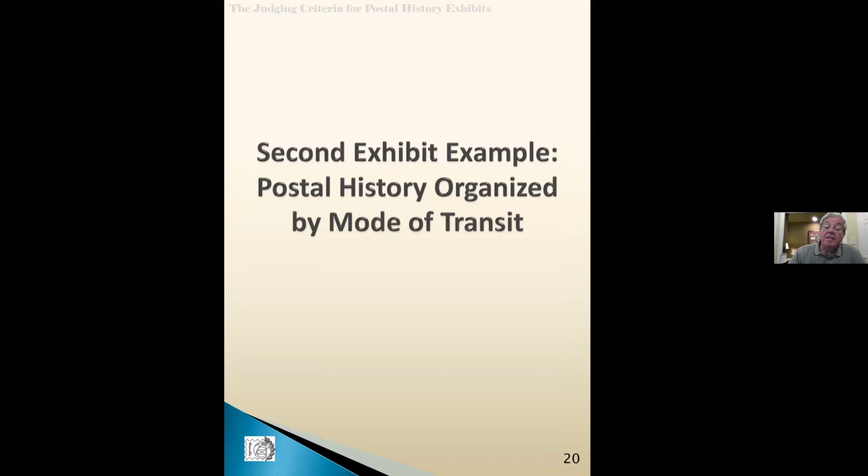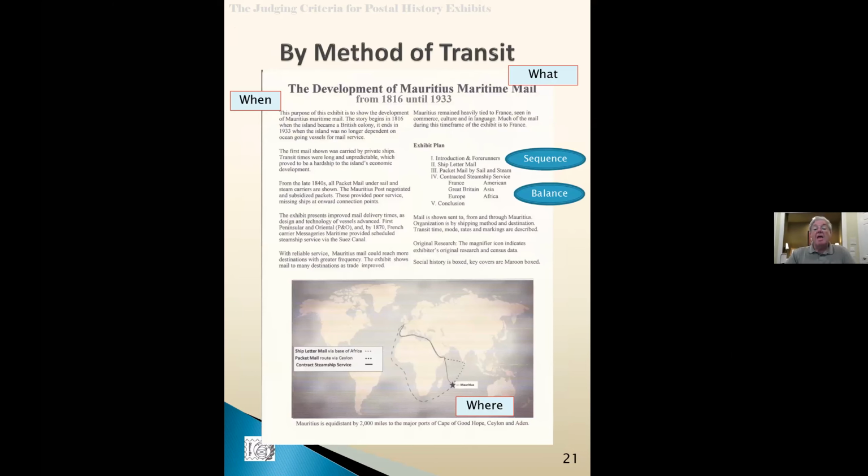The second example that we're going to show is Mauritius, and we're going to talk about the mode of transportation or transit. Here's the title page. Mauritius Maritime Mail, the focus, development of Mauritius mail by mode of transit, 1816 to 1933. We start out, the sequence is private ships, ship letters, packet mail, contract steamer service. It ends in 1933 when ships no longer are required to handle the mail.